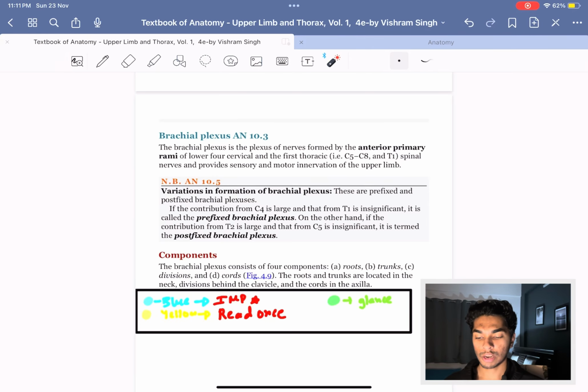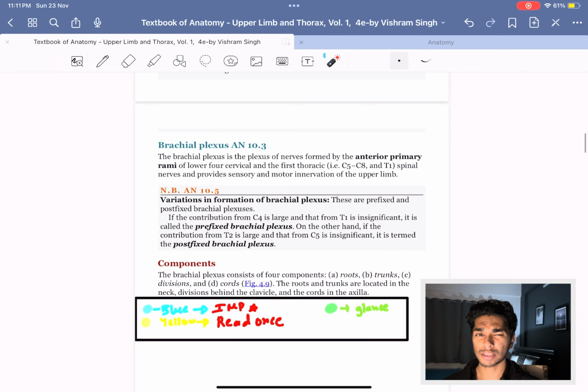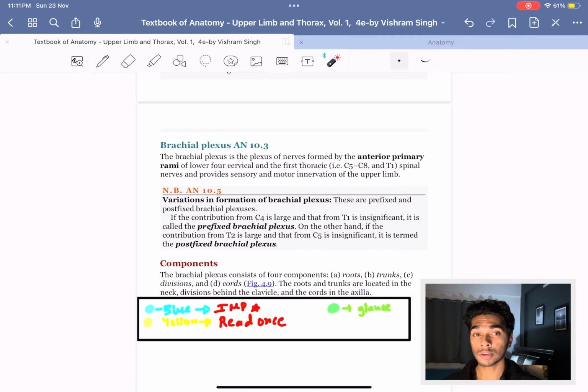So hi everyone, we'll be learning about brachial plexus today. So what is this brachial plexus? What are you seeing? First let's tell you what is brachial plexus. Why is it called brachial?